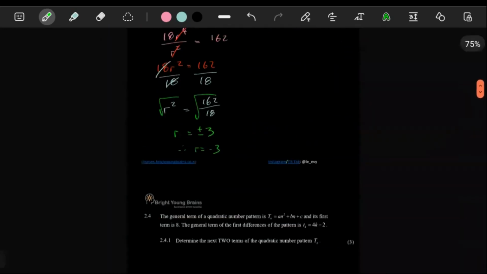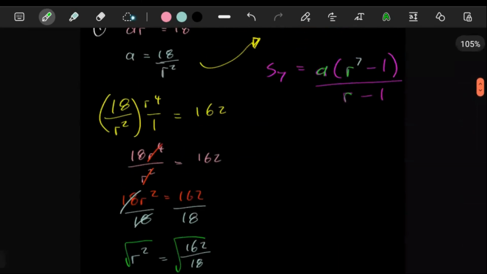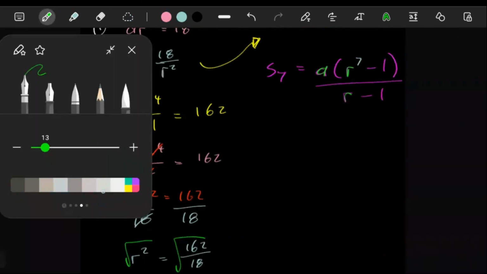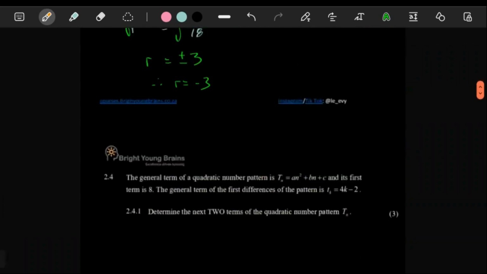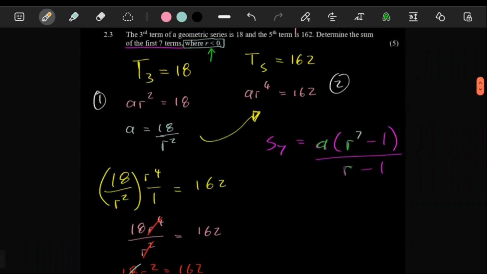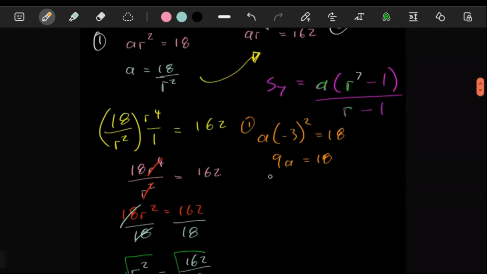Since we now have R, we can easily get A by using the second equation, or whichever way. As long as you have R, you can use any equation to get A. Even this one, let's put R there. In the first equation, if you put R there, which is -3, this is just going to give us 9A. Then divide both sides by 9, and you have A is equal to 18 over 9, which is just 2.